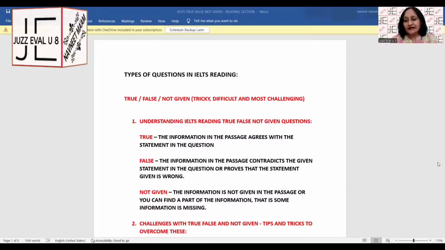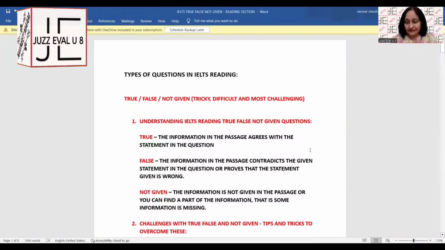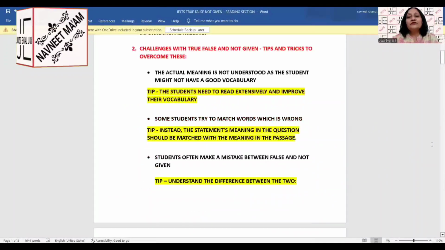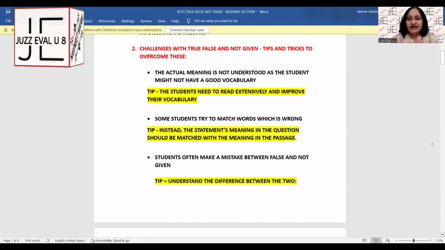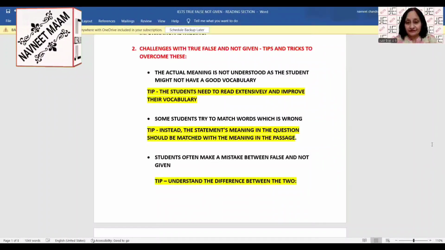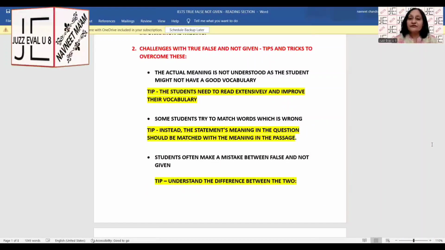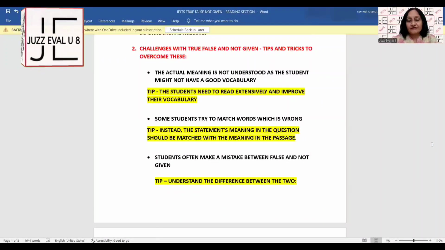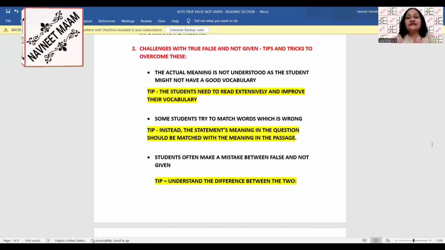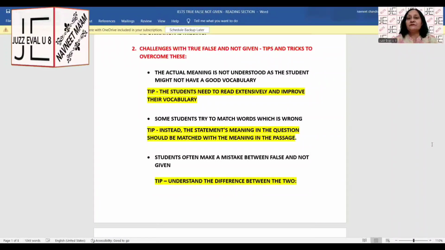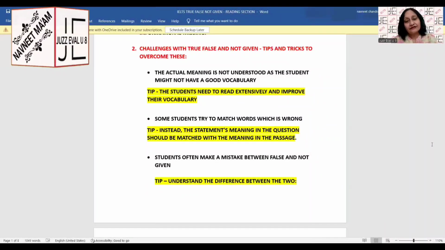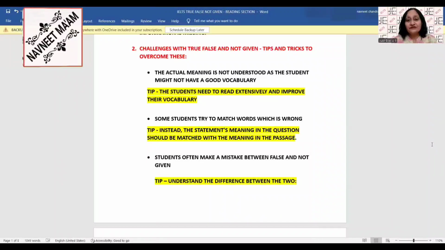Now, what are the challenges that a student faces and how can you resolve these? At times, the vocabulary of the students is limited and there are some words which they do not understand. So what can be done for that? For that, you need to read extensively, read newspapers, read magazines, read books, improve your vocabulary. And it is the need of the hour. You need to improve it.